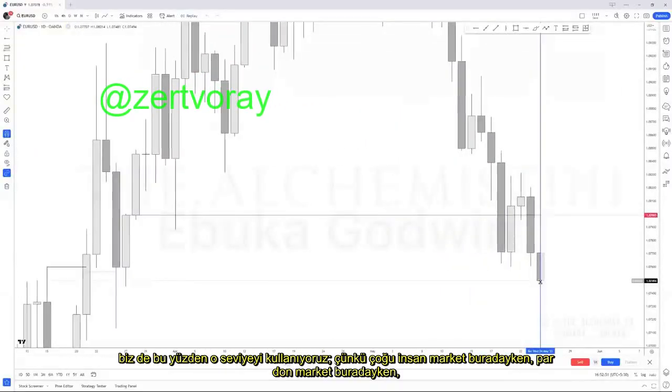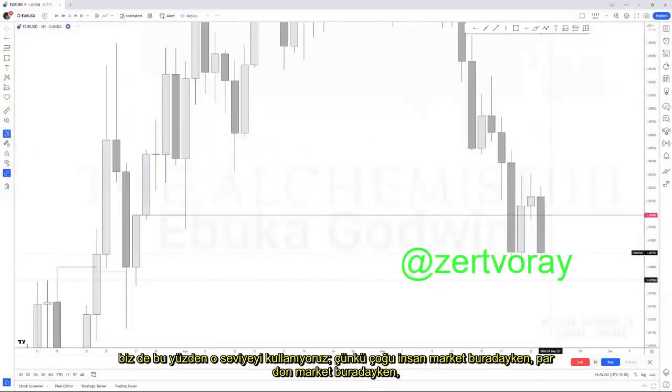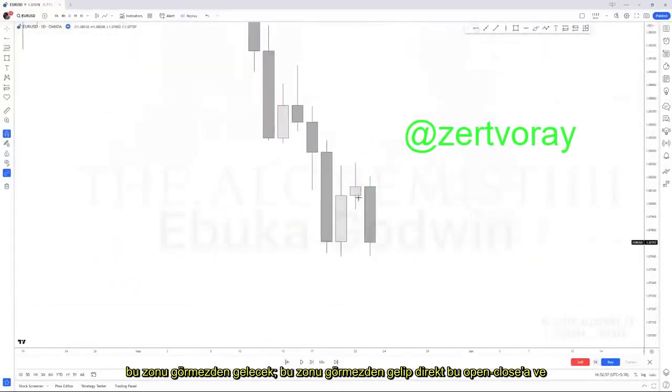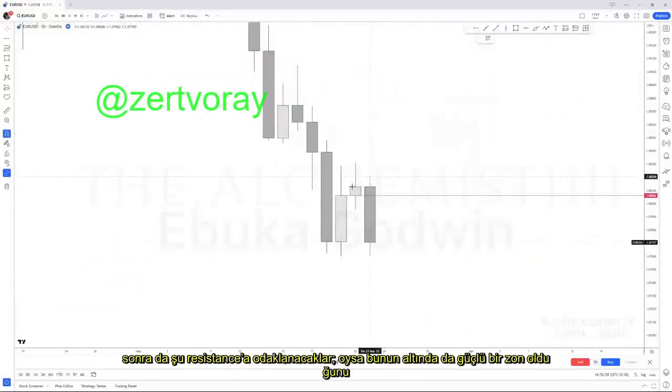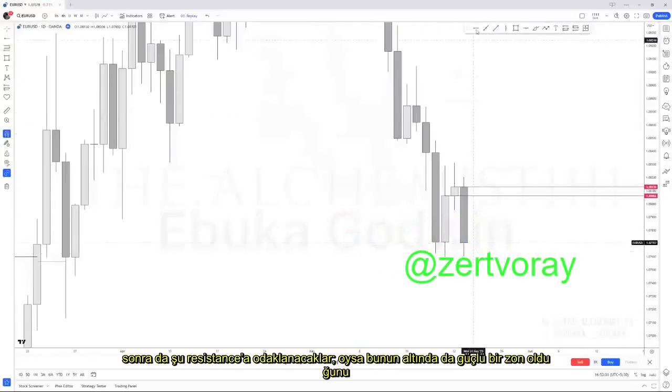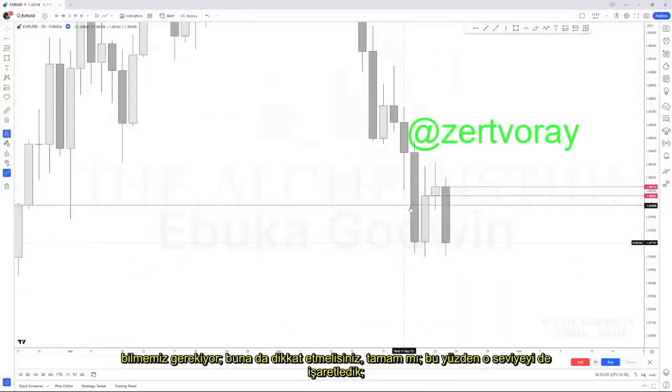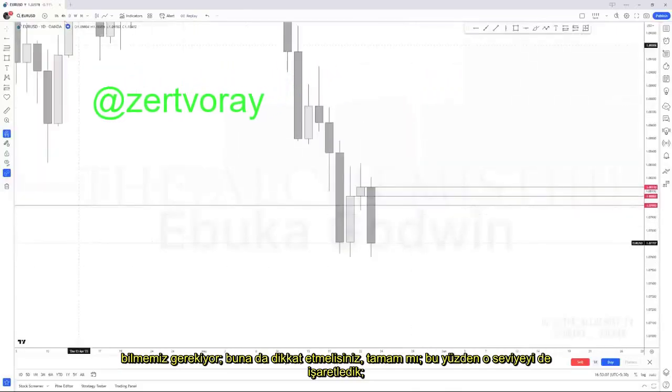So that is why we use that level, because most people, when the market is here, will ignore this zone. They will right away focus on this open close and then this resistance. But we need to understand that below that we have a strong zone as well. So you need to pay attention to that too. That is why we marked out those levels.